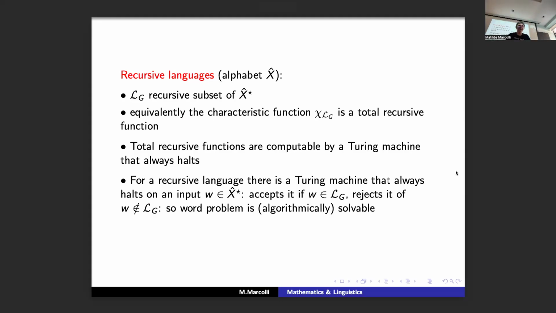Okay. So the recursive case, as I just said in words, would be exactly the subsets of the set of all words in your alphabet where the characteristic function that identifies the subset is an actual total recursive function rather than a partial recursive function. And so they are computable by a Turing machine that always halts and tells you whether a word is in the language or not.